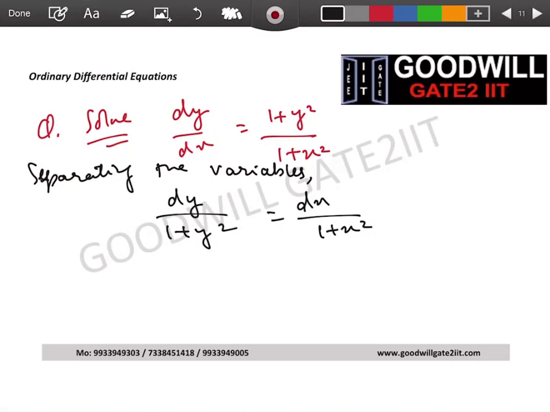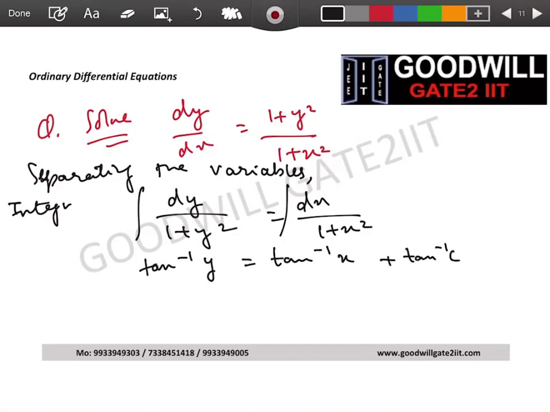Now how to find its solution? We have to integrate on both the sides. So integrating, what will be the integration of dy over 1 plus y square? Simple, it will be simply tan inverse of y equal to tan inverse of x plus some constant c.